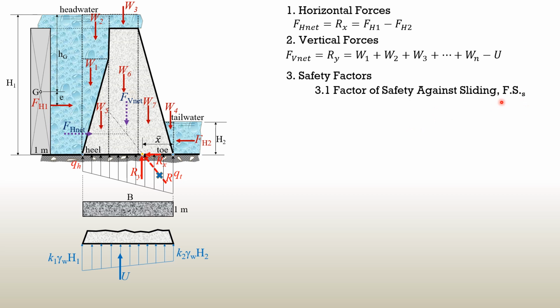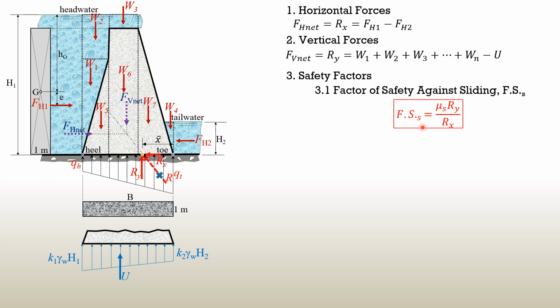and this is equal to the ratio of the resistance to sliding, which is due to friction, divided by the net horizontal force, which is Rx or FH net. So in this case, this is mu times normal, and the normal is Ry. So coefficient of friction, static friction between the base of the dam and the soil foundation, mu sub s, times normal, which is Ry, divided by the net horizontal force, which is Rx. So factor of safety against sliding is mu sub s Ry over Rx.